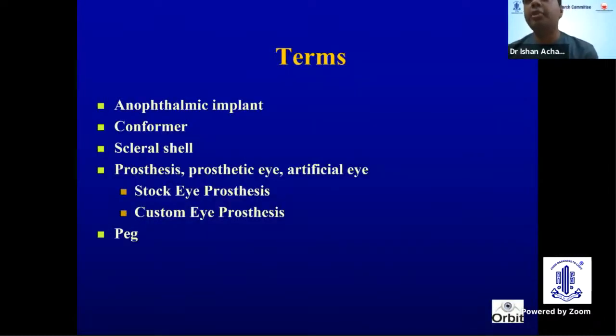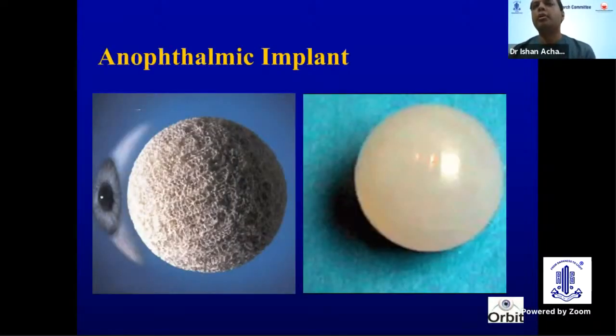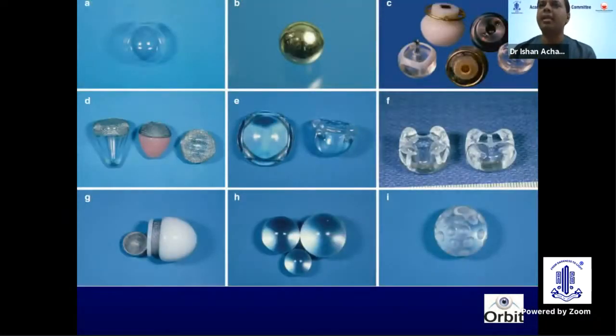Let us start with some terms which are used in ophthalmic socket reconstruction. A better term would be ophthalmic implant rather than orbital implant, conformer, scleral shell, prosthesis, and peg. Ophthalmic implants are used to replace the volume and to enhance the motility of the eviscerated or enucleated socket, and they are placed intraoperatively. They come in different sizes, shapes, and materials.